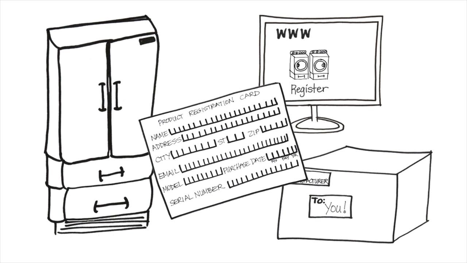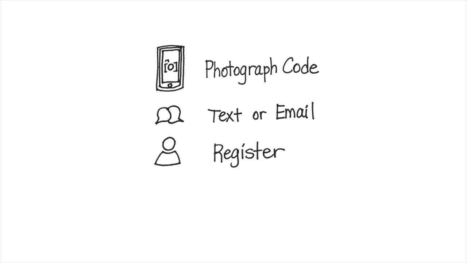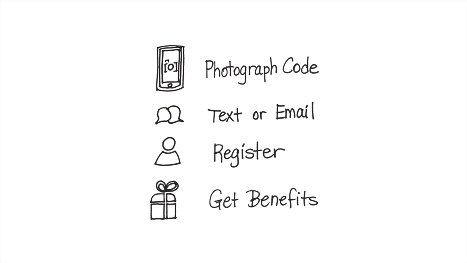Here's how it works. Manufacturers put Photoregister tags on their packaging, websites, printed materials, or even the products themselves. You take a photo of the tag containing a registration code. Text or email it to the number provided. Photoregister reads the registration code. You receive verification instantly, in your language, with a link to a secure personal registration form. Just fill it out and you're done.